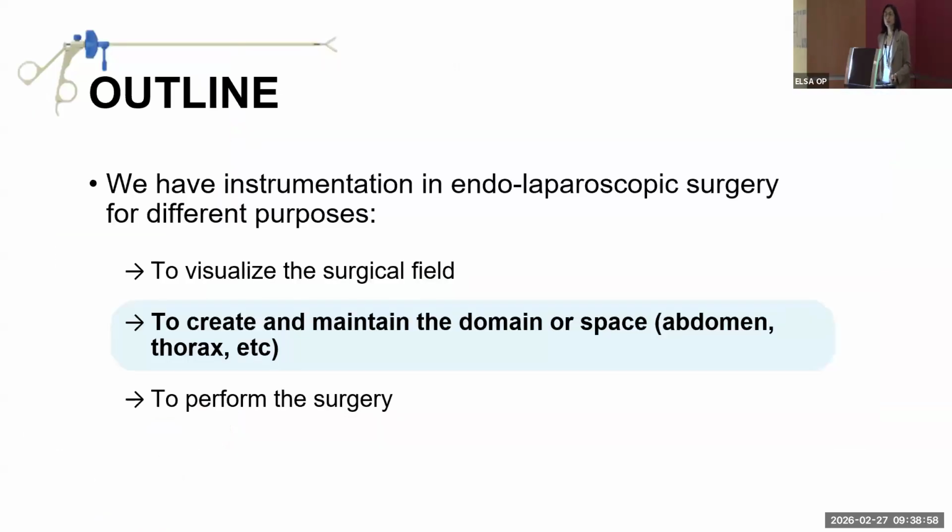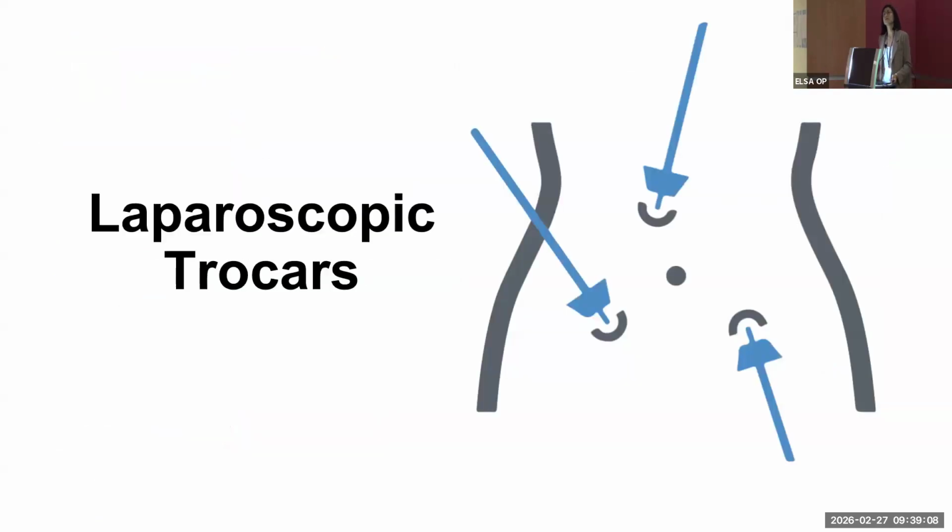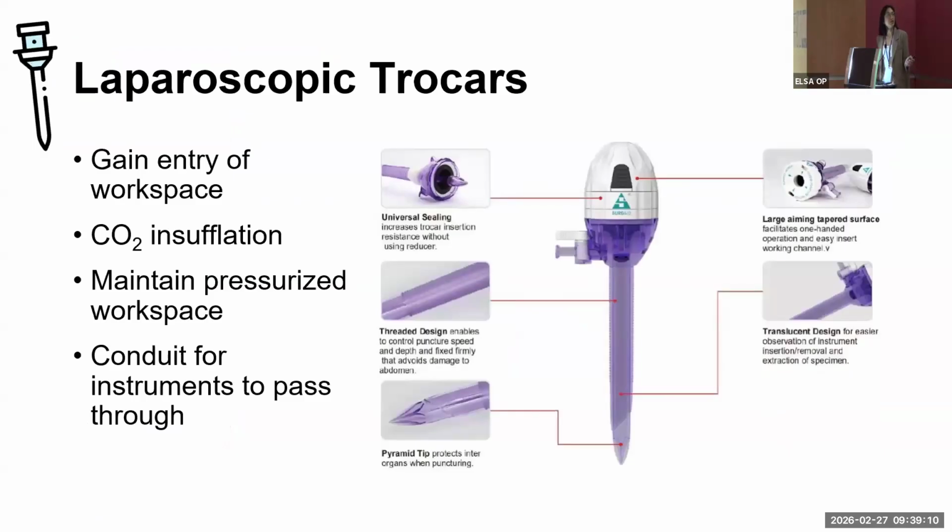Okay, so we're going to the next set of instruments. The instruments we need to create and maintain the domain or the space where we're working. So these are the trocars. The trocar is what we use to gain entry into the workspace. It's also where we connect our CO2 insufflation in this port. It also maintains a pressurized workspace, and it's also a conduit for instruments to pass through. So this is where we put all our instruments.